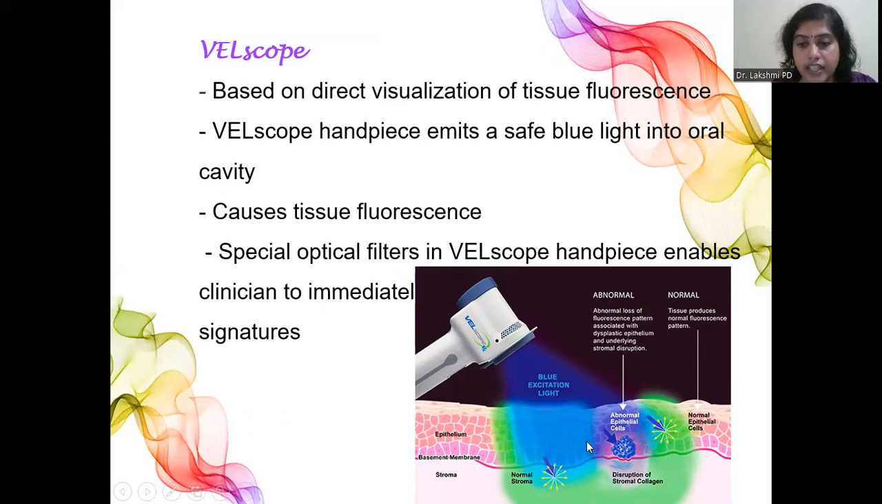So you can see in this picture, in the areas of abnormality, where you have any sort of dysplastic cells or any abnormal epithelial cells, where there's disruption of your stromal collagen, etc., you will not be able to see much fluorescence. That area will appear really dark. However, your normal tissue will show a lot of fluorescence under this safe lighting. So whatever we said in ViziLite, it's a total opposite in Velscope. The areas which are suspicious appear dark, and the areas which are normal appear much brighter.